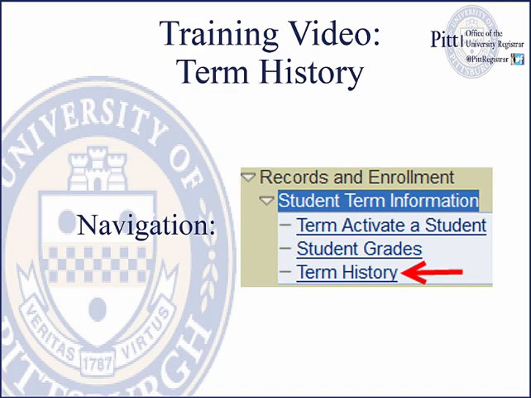In this video, I will be explaining the Term History page in PeopleSoft. The Term History page is where you can find a student's term statistics, cumulative statistics, and academic standing if your school or department utilizes academic standing in PeopleSoft. You can navigate to the Term History page in PeopleSoft by clicking on Records and Enrollment, Student Term Information, Term History.